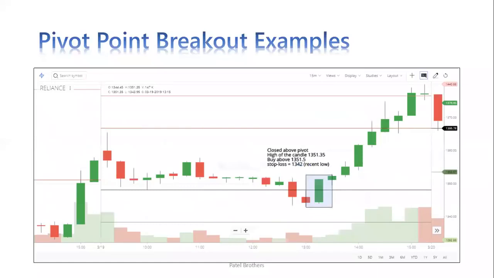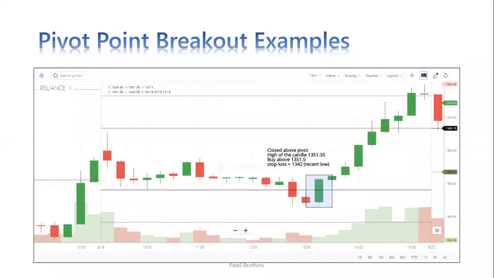So the rules are very simple. See, this is a Reliance chart. It was trading in between. This black line is the pivot, this brown line is R1, the lighter brown is R2, this is S1, and below there would be S2. It was trading between R1 and pivot since the morning. It has gone below the pivot, but this candle has not broken the low of the previous candle. So the sell was not triggered. Understand the thing.